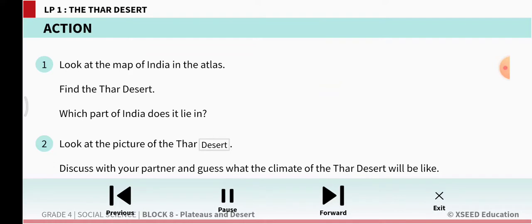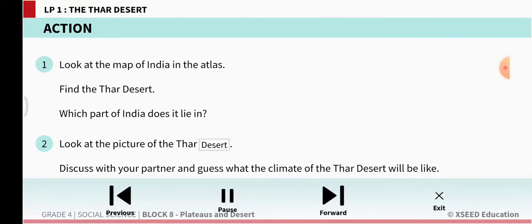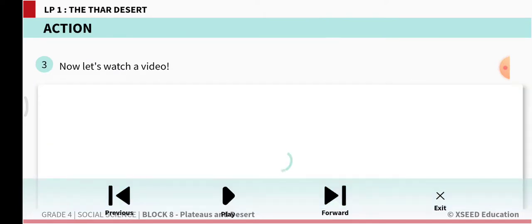So now look at the map of India in Atlas. Find the Thar Desert. Which part of India does it lie in? You are going to find out which direction is the Thar Desert and in which states is it located. So look at the picture of the Thar Desert and guess what type of climate Thar Desert will be like. Right? Now let us watch this video.